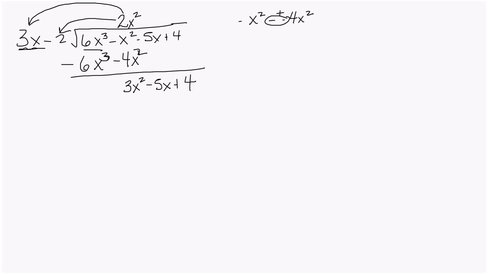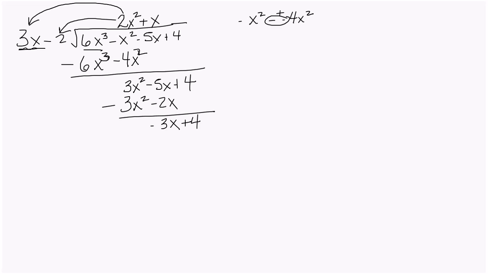So now I'm going to take 3x and see how many times it goes into 3x squared, and that's just going to be x. And x times 3x is 3x squared, and x times negative 2 is negative 2x. I'm going to bring that down, positive 4. Negative 5x subtract negative 2x is the same as saying negative 5x plus 2x, so that's going to be negative 3x. And 3x squared minus 3x squared is 0.